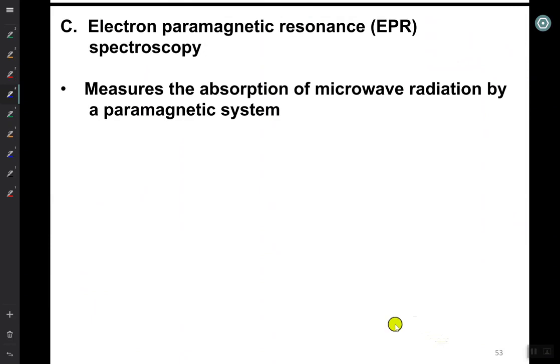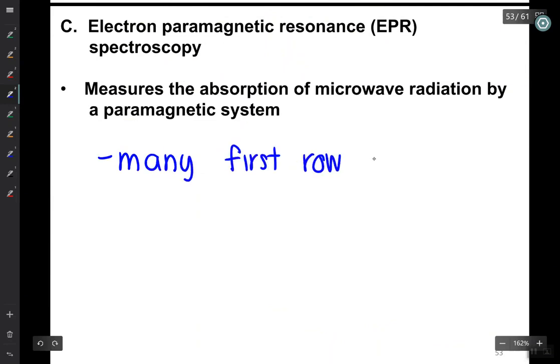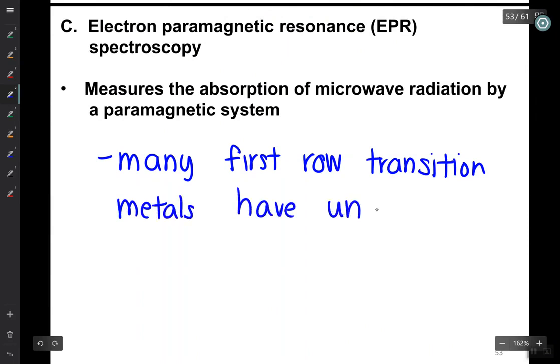Another useful tool is electron paramagnetic resonance spectroscopy, also called EPR, and this method works for studying systems that have unpaired electrons. So for NMR, because of selection rules, you usually only use it to study diamagnetic compounds, where the spin total is 0. So EPR is the opposite. It's used to study systems that have non-zero spins. It measures the absorption of microwave radiation by a paramagnetic system, and many first-row transition metals have unpaired electronic configurations.